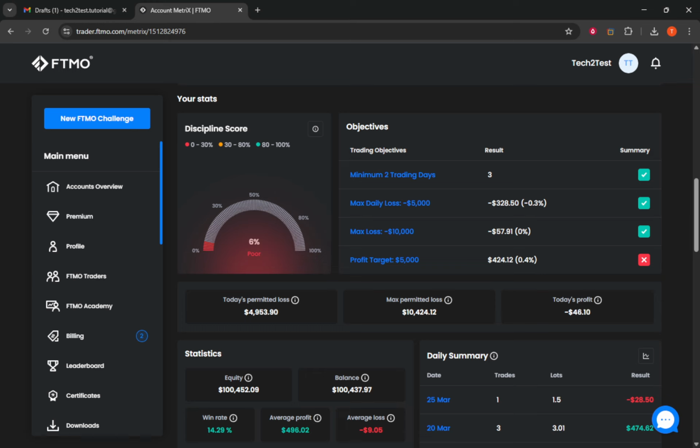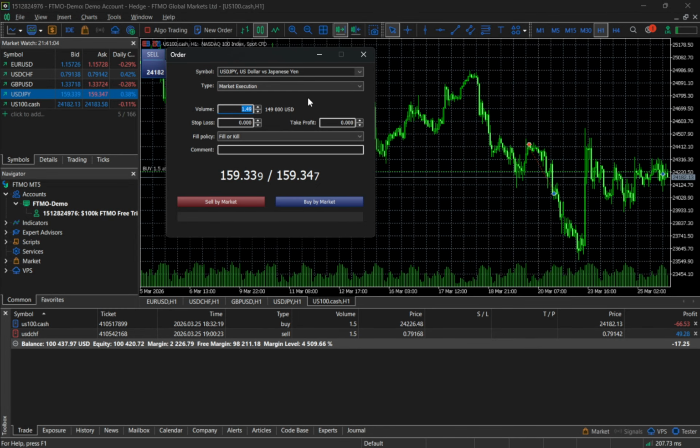Here's how to trade within the rule. Start each day by noting your equity at midnight CEST. That becomes the reference point for the rest of the day. Always watch both closed and floating P/L together, because FTMO doesn't wait for you to close a loss.